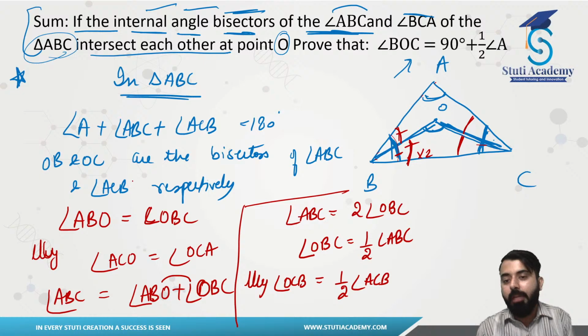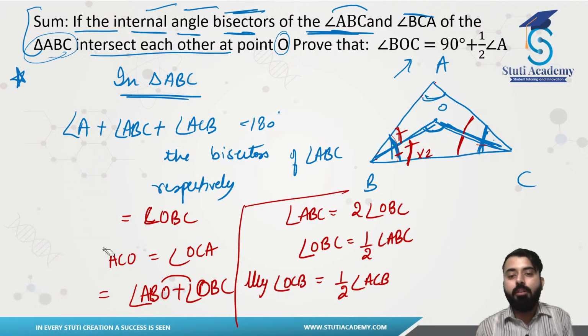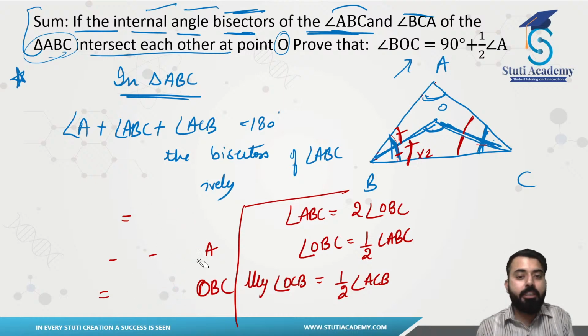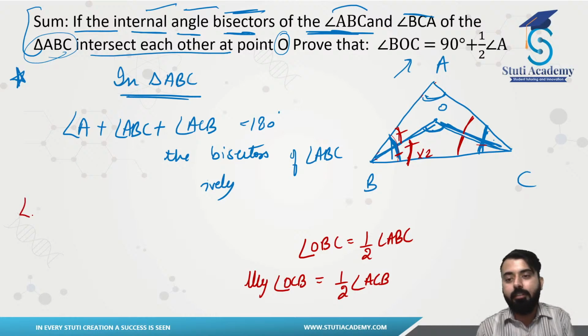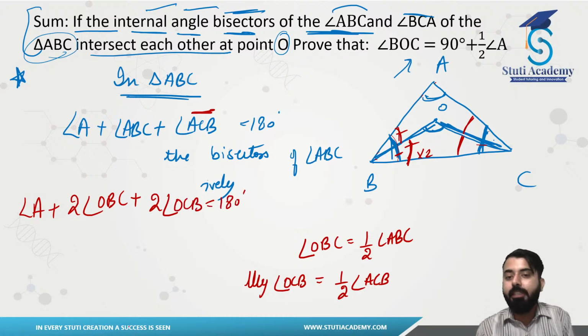Now we are going to come back to the statement. Let's erase this. I'm going to have those proofs written here, and I'm not going to erase those. So I know angle ABC is the same as twice of OBC, or you can say angle OBC is half of ABC. So in place of ABC, can I write it like this? Angle A plus twice of angle OBC, plus in place of ACB, can I write it like this? Twice of angle OCB. That should be 180.